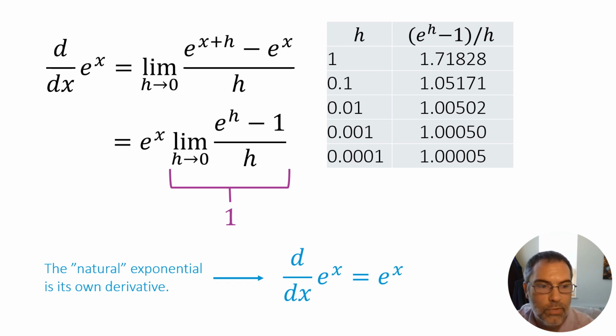And that gives us a really interesting result. This derivative is just equal to the original function. So the exponential, e to the x, is its own derivative. It is the function that is its own derivative. The graph of the function and the graph of the derivative are the same. The slope of the function is equal to the function at every point. That's a very interesting result. So in a way, that justifies the name natural exponential, because it's its own derivative.